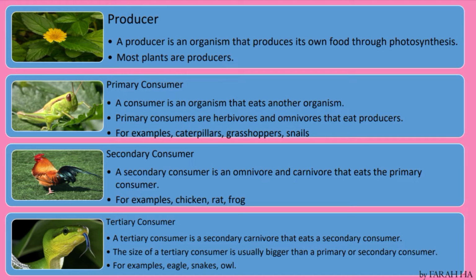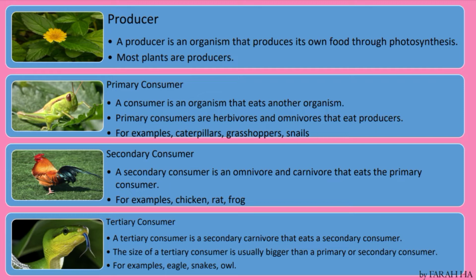So the secondary consumer. A secondary consumer is an omnivore or carnivore that eats the primary consumer. Example, chicken, rat and frog. So the secondary consumer will eat the primary consumer.